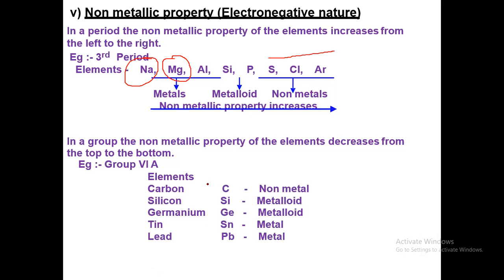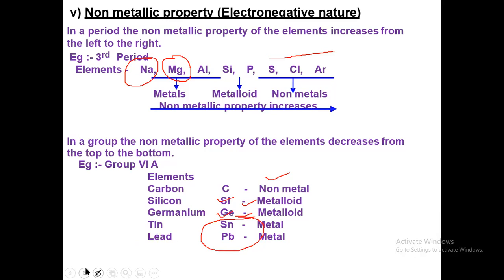See, carbon is a non-metal. This is silicon, germanium. Silicon is a metalloid, germanium is a metalloid, and these both are metals. So if we move from top to bottom, then the non-metallic property of elements will decrease and the metallic property will increase.